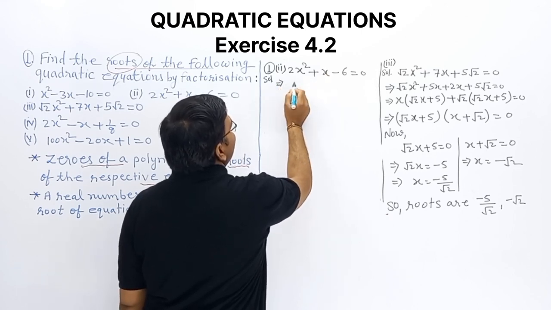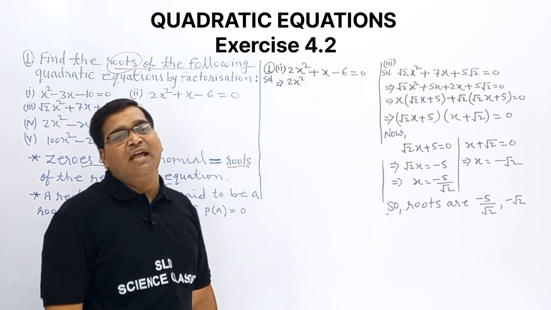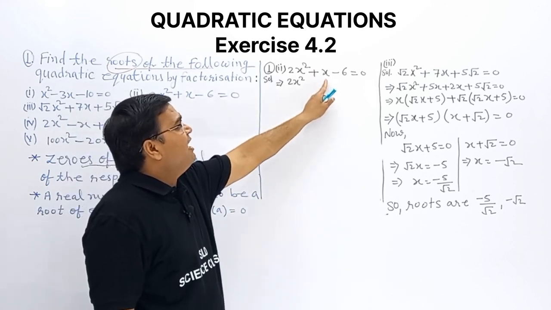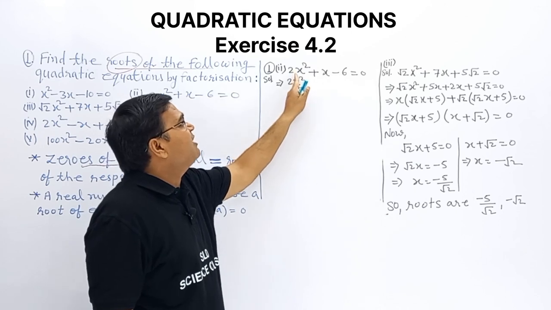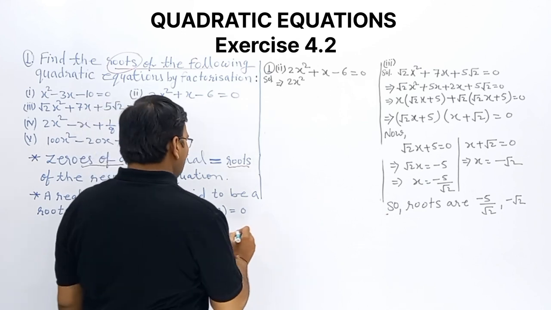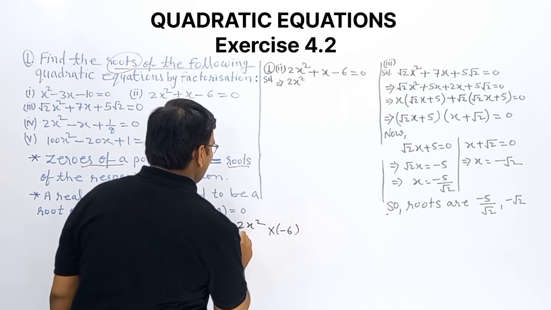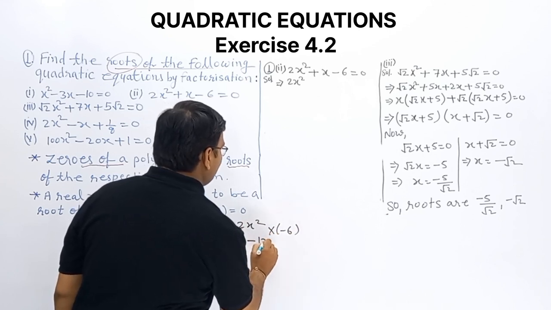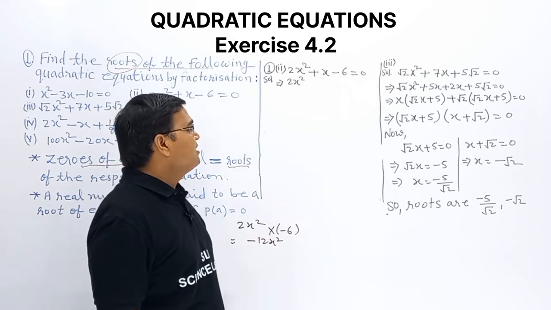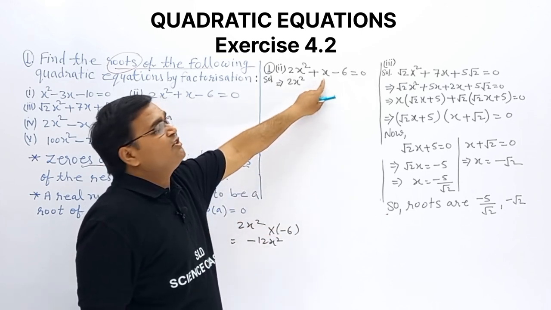So how will we split this one? 2x square, we want x. The sum of the two parts should be plus x and the multiplication of both parts will be the multiplication of the first and last one. So first observe the multiplication: 2x square into minus 6 is minus 12x square. We will take those parts. Multiplication of both parts should be minus 12x square and the sum should be this one.